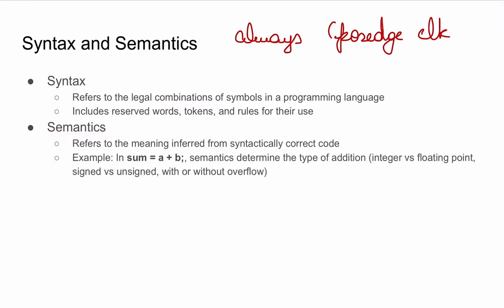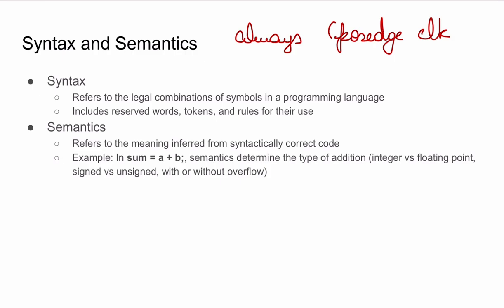Even if your code follows the rules of syntax, that doesn't mean it behaves how you expect. Semantics is all about meaning, what the code actually does. For instance, consider the statement sum equals a plus b, followed by semicolon. Syntactically, this is correct. But what does a plus b actually mean? That depends on semantics. Are a and b integers? Or are they floating points? Are they signed or unsigned? Will there be overflow? And if so, how should it be handled?